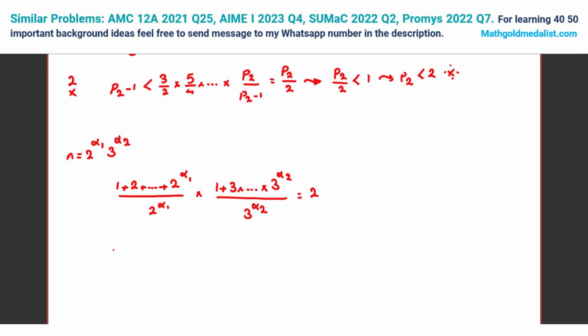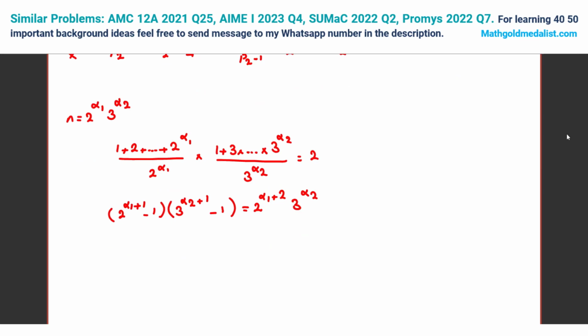Now, here we can say, okay, so it is 2 to the alpha 1 plus 1 minus 1, times 3 to the alpha 2 plus 1 minus 1, over 2. We multiply by 2 on both sides. So 2 to the 1, 2 to this, and 1 more 2, 2 to the alpha 1 plus 2, 3 to the alpha 2.